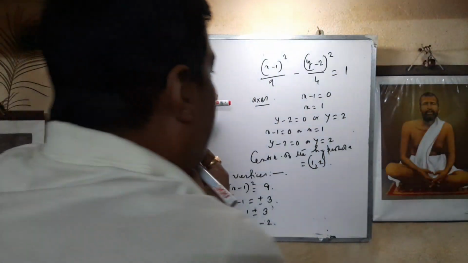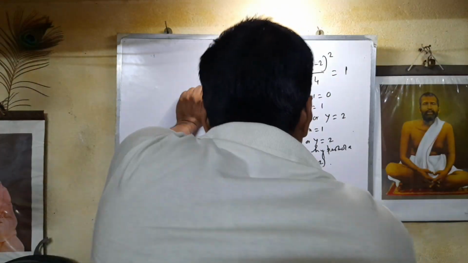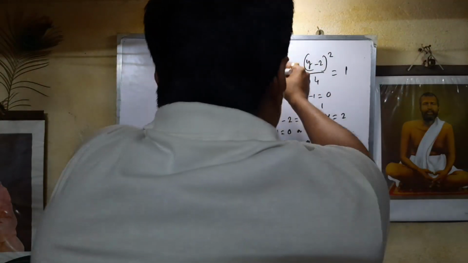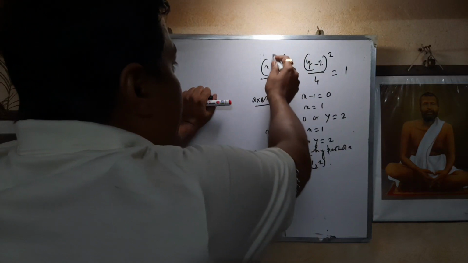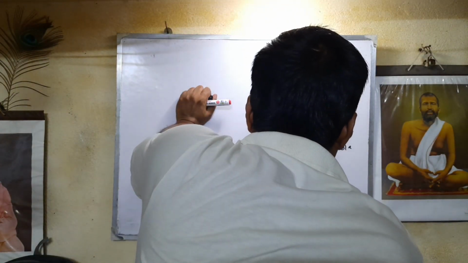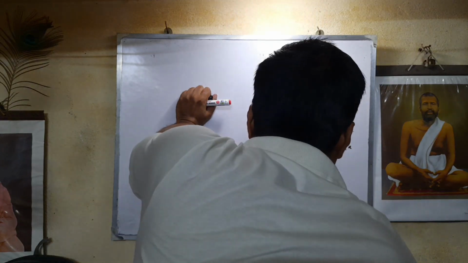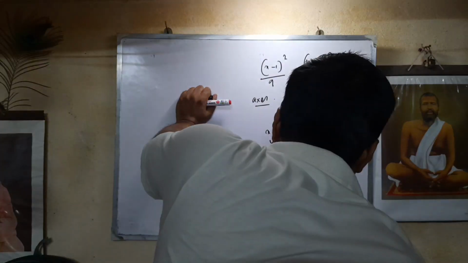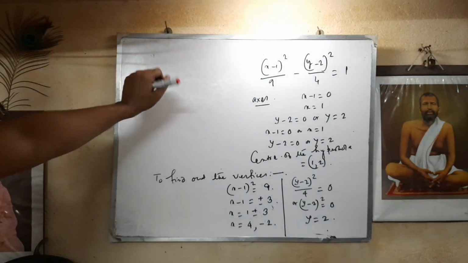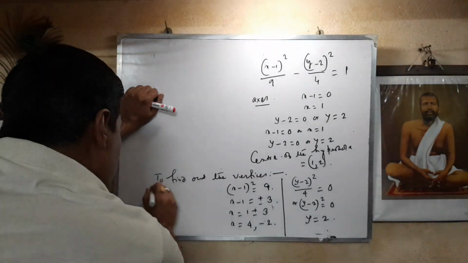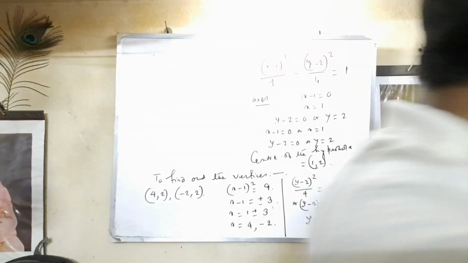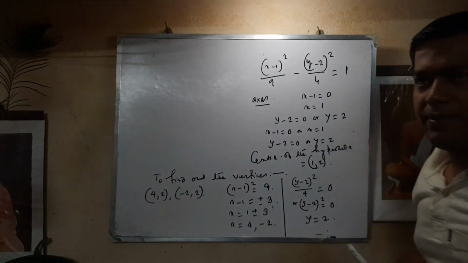And what you will get? Y equals to, for x equals to 4 and minus 2, when x equal to 4, this term becomes 1. When x equal to minus 2 also, this term again becomes 1. So you will get (y minus 2) whole square by 4 equal to 0, or (y minus 2) square equal to 0, or y equals to 2. So the vertices of the hyperbola is given by 4, 2 and minus 2, 2.